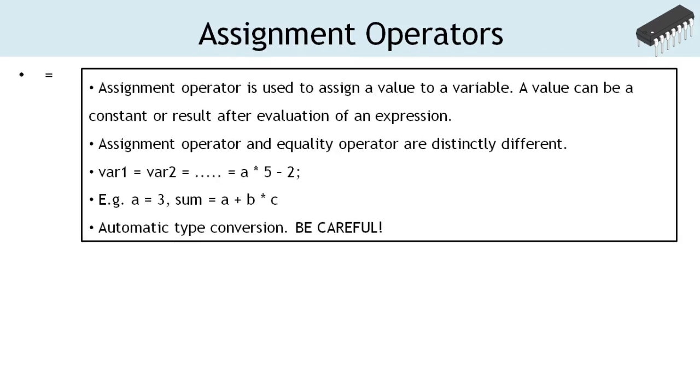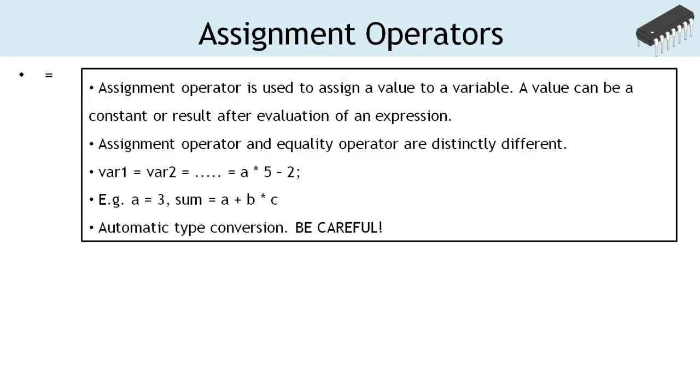The equal sign is used to assign value to a variable and is called the assignment operator. The assignment operator, represented by an equal sign, is different from the equality operator, represented by two consecutive equal signs. It is easy to make a mistake and use the assignment operator when the equality operator is actually intended. Multiple assignment operators can be used in a single statement to assign the same value to different variables.